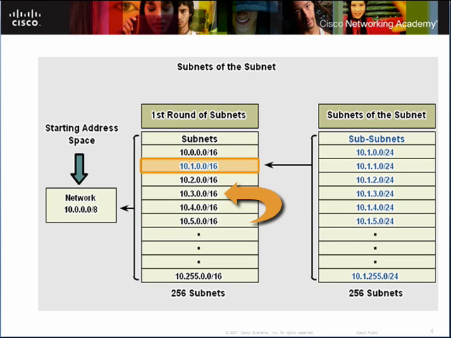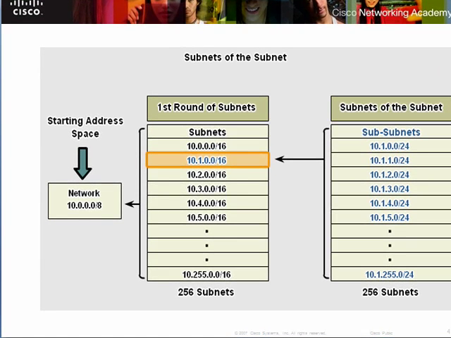Or in other words, it represents a network with subnet mask 255.255.0.0. Each of these 256 subnets in the second column can be further divided into any number of subnets based on the requirement for a particular network design.